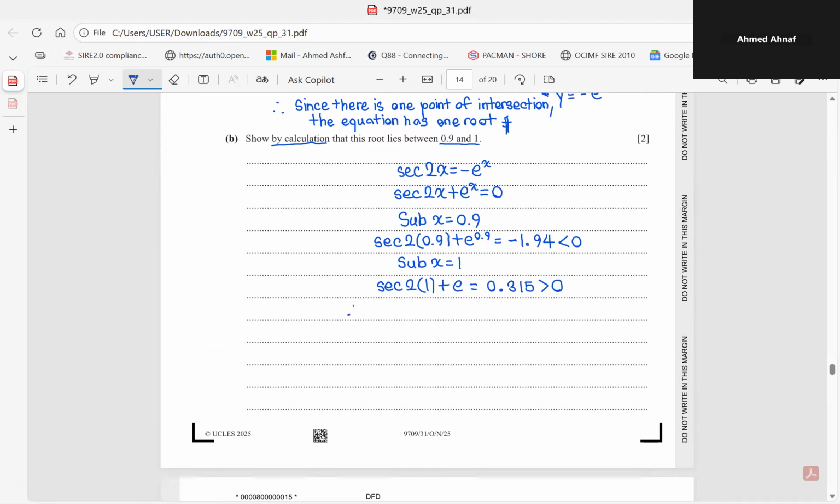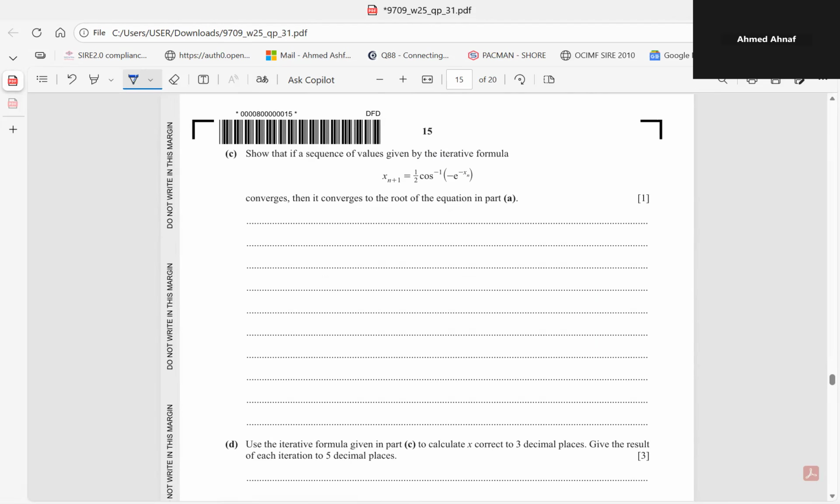So now we can say that since there is a sign change, this root lies between 0.9 and 1. Yeah, so this would be our final answer for the second part. Oh, don't forget to write shown. Let's head on to the next part.